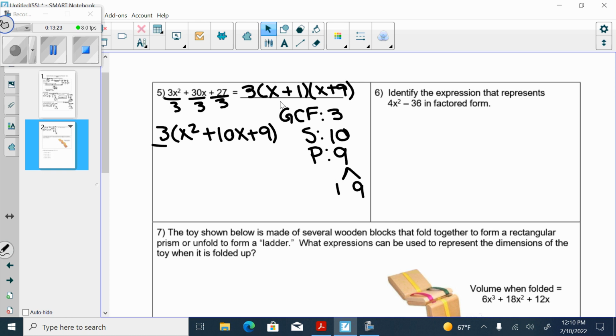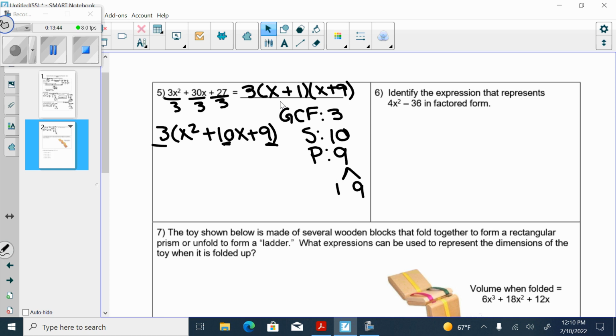Okay. Eventually, I want us to be able to factor without having to make this list over here, right? So you're just going to know, I take out my GCF, and without making your list, know you want it to multiply to give you this and add to give you this, okay? We're still just practicing now, so you can still make the list.